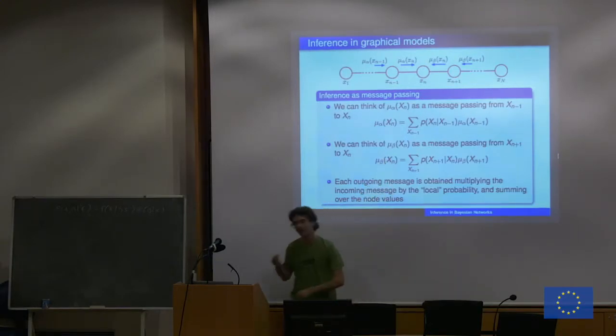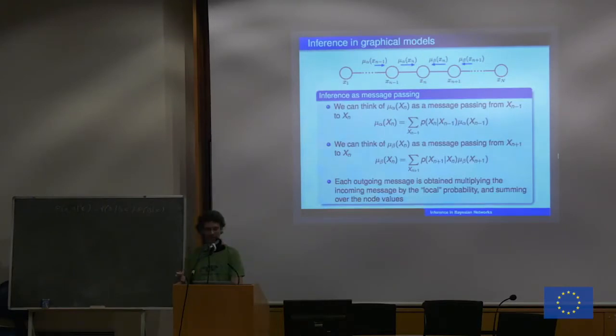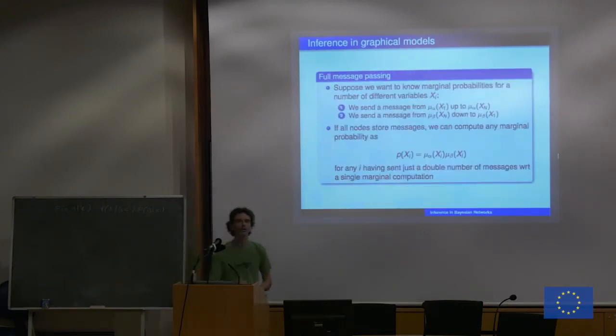So in general, instead of recomputing everything from scratch, what you do is you take a message from the beginning, you send it to the end. Then you take a message from the end, you send it to the beginning. And now you have all messages in all directions, and you can compute any local probability you're interested in. This is called full message passing. Send message from the beginning to the end, message from the end to the beginning, and you do whatever you're interested in.